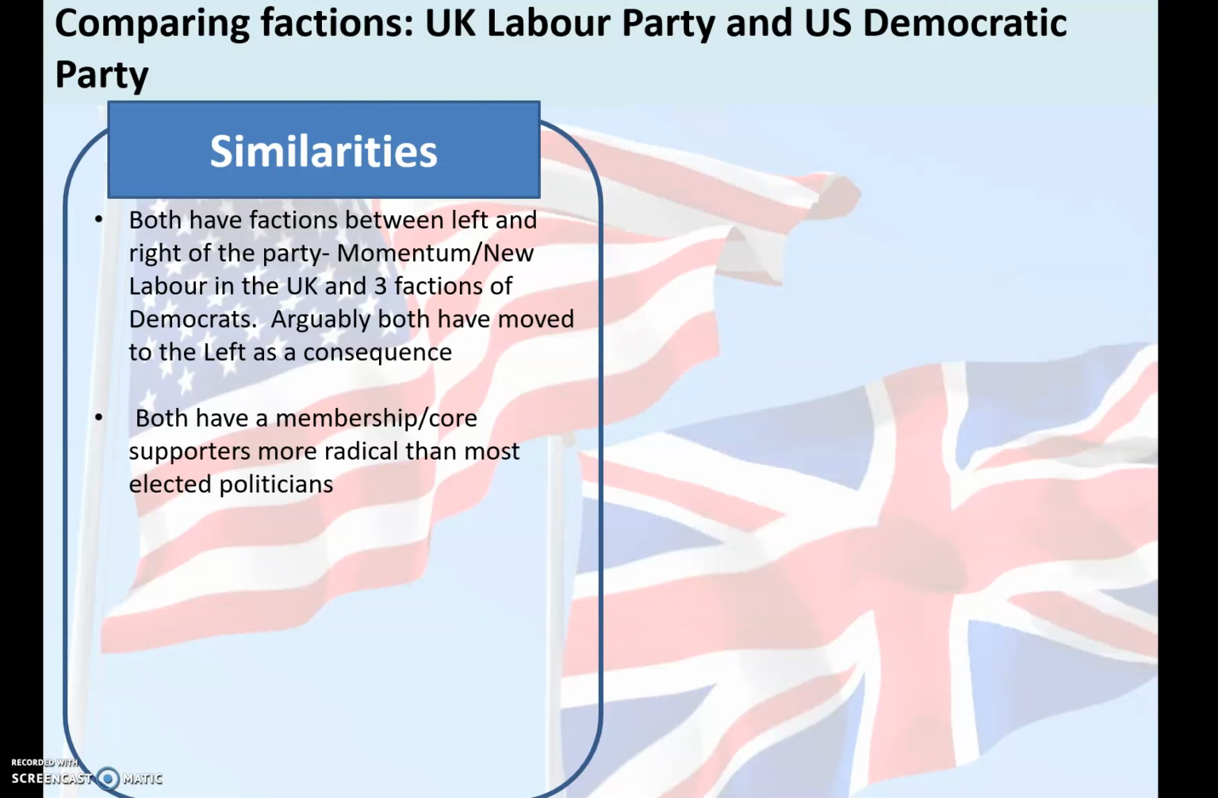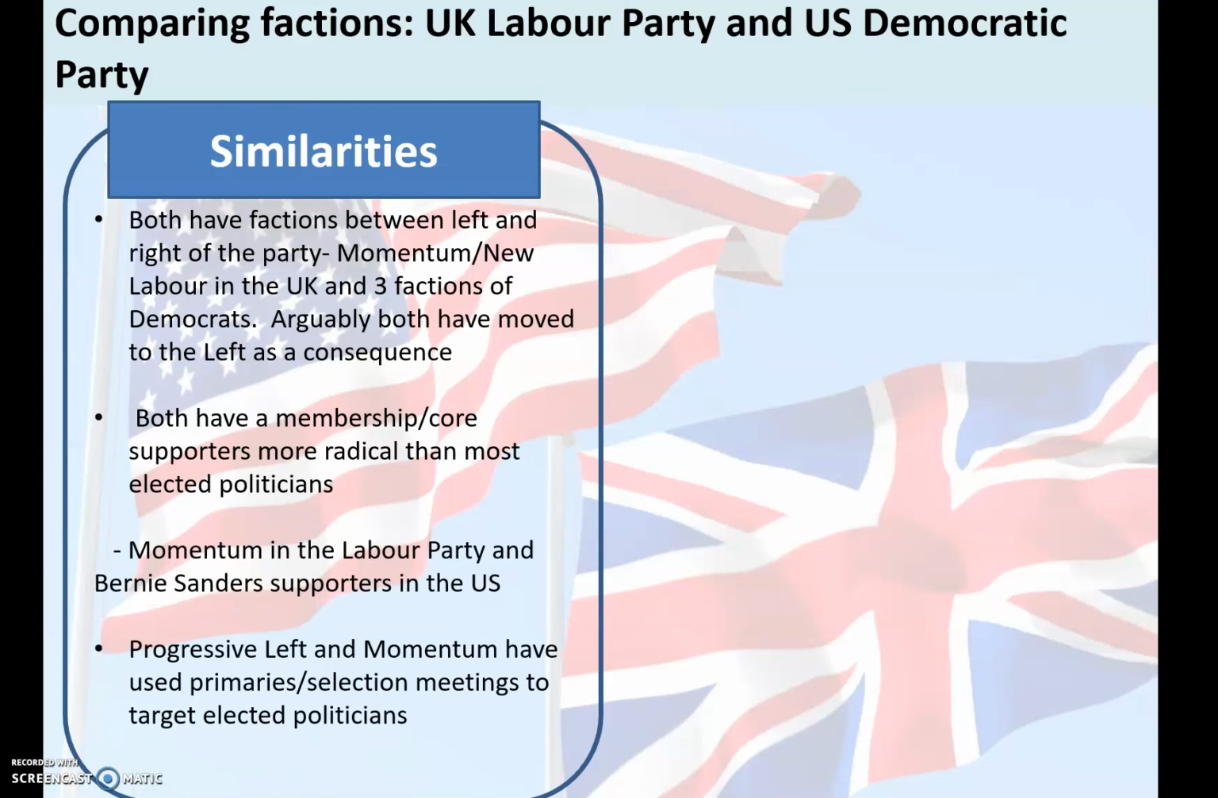The fact that Bernie Sanders got 13 million votes, or whatever it was, in the 2016 primaries, and he did quite well in the 2020 primaries as well, might suggest that the grassroots support of the Democrats are perhaps a bit more radical than many of the politicians are. So there's that similarity I think you could tease out between the two.